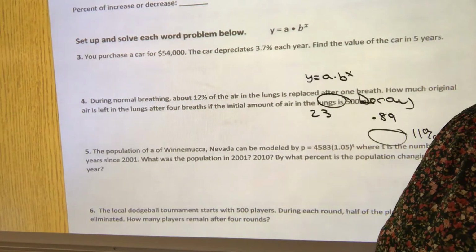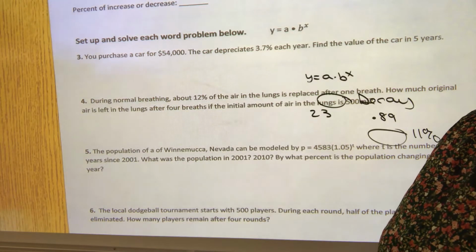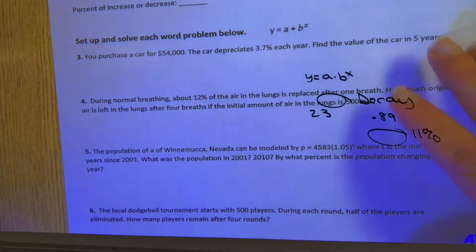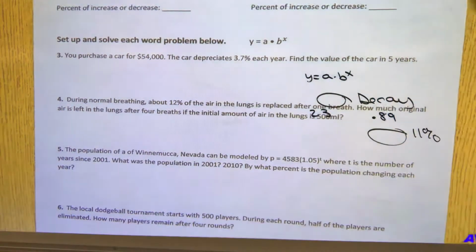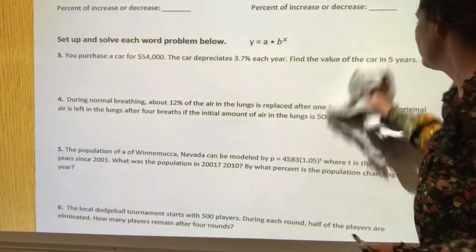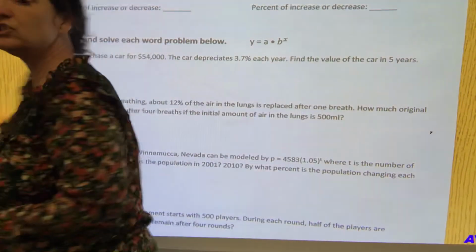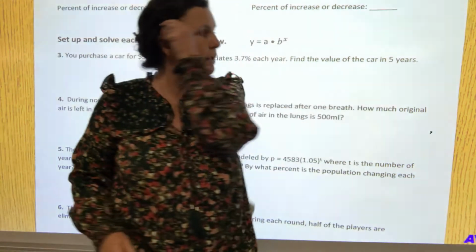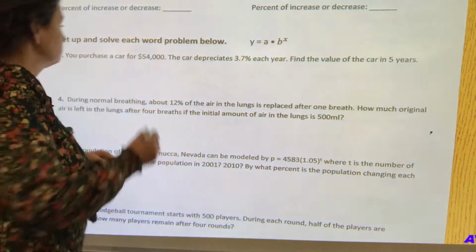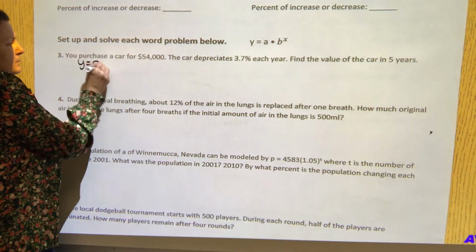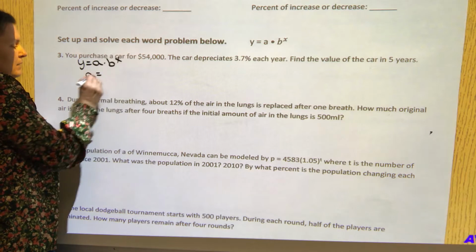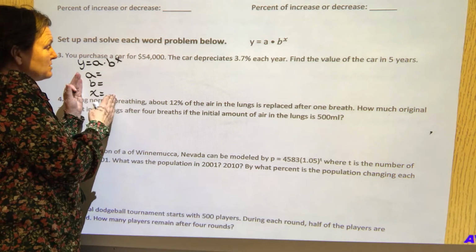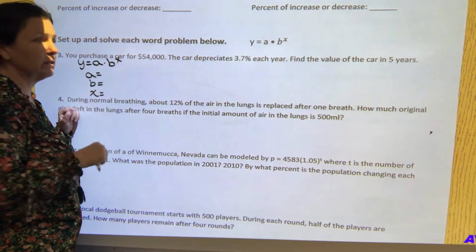That question is a question about a car, right? So it says, you purchase a car for $54,000. Let me make sure this is straight on so we can read it the best. So you purchase a car for $54,000. The car depreciates 3.7% each year. Find the value of the car in 5 years. Okay, cool. Write down the formula. We have to identify 3 pieces of information. Once we find these 3 pieces of information, we just plug that in, use our calculator, and we're good to go.